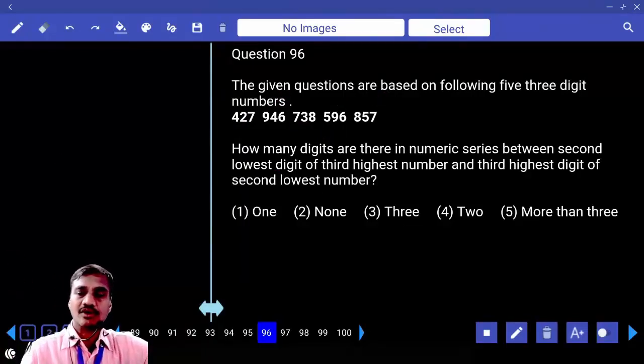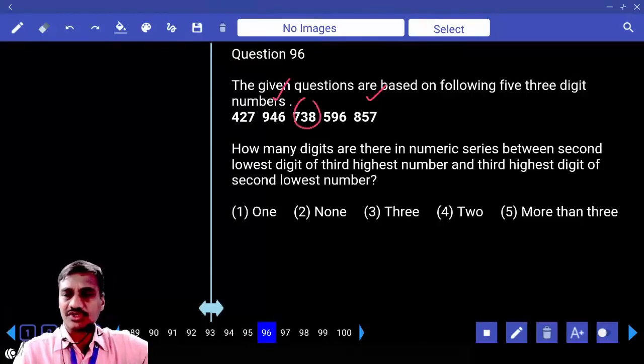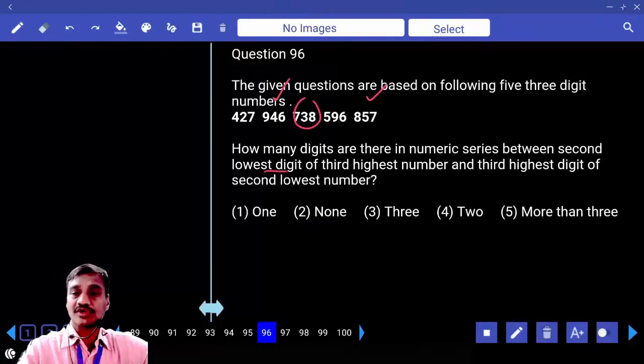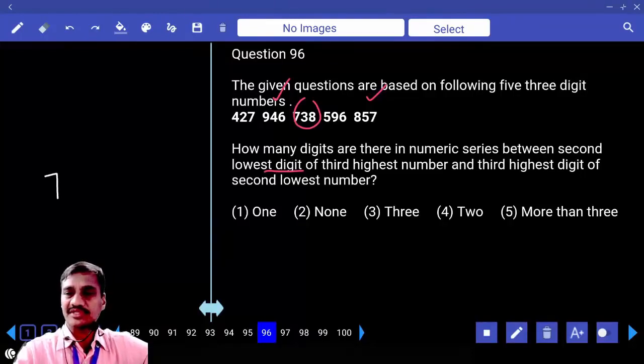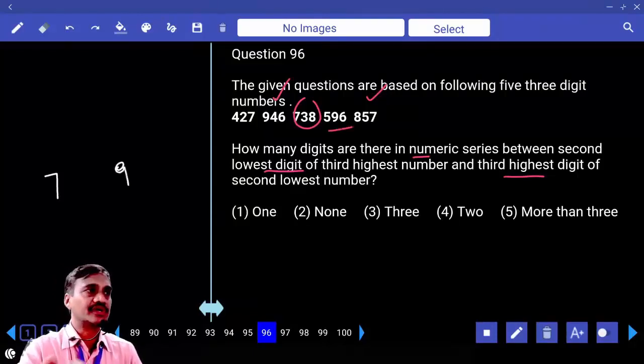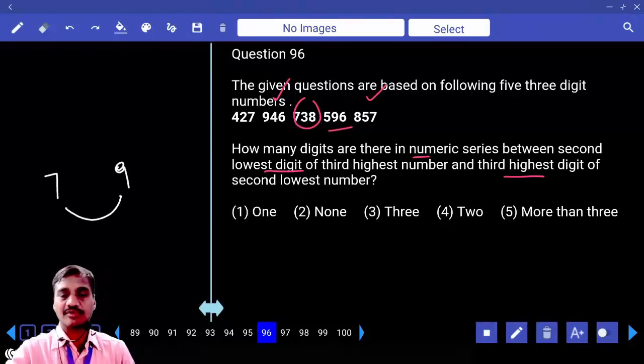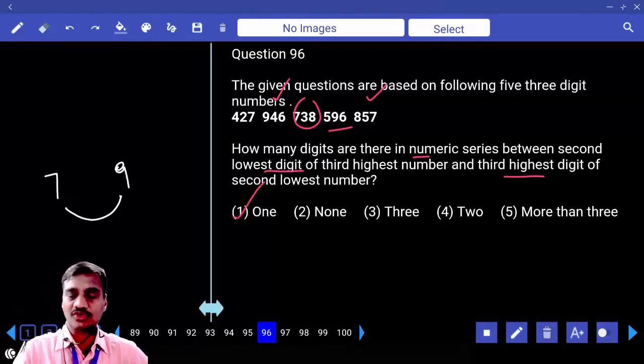Let us redo it: how many digits are there between the second lowest digit of the third highest number and the third highest digit of the second lowest number? In the third highest number, the second lowest digit is 7. The second lowest number is 596, and its third highest digit is 9. Now between 7 and 9, how many digits do we have? Only one digit, 8, in the numerical system. So choice 1 is the answer for 96.